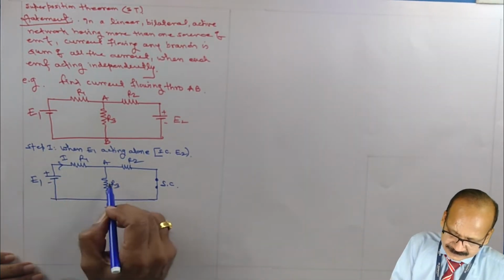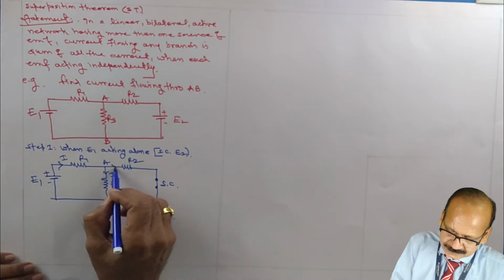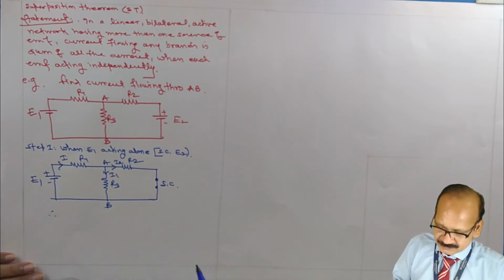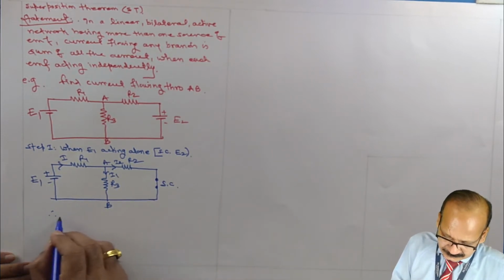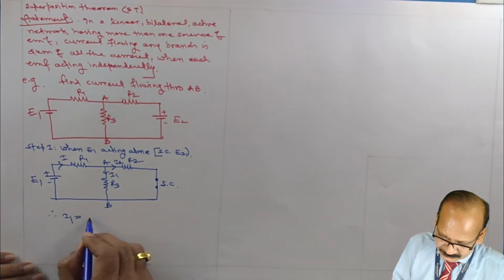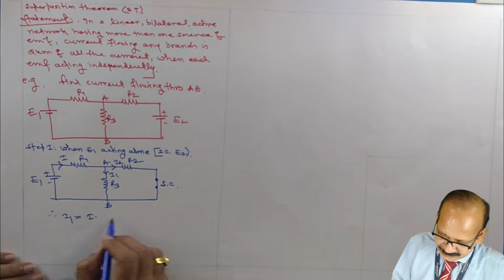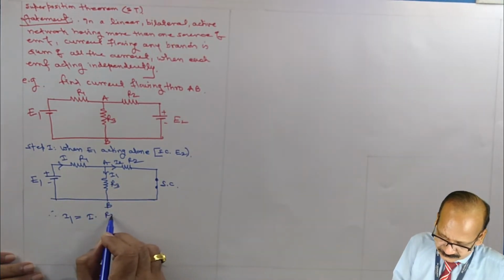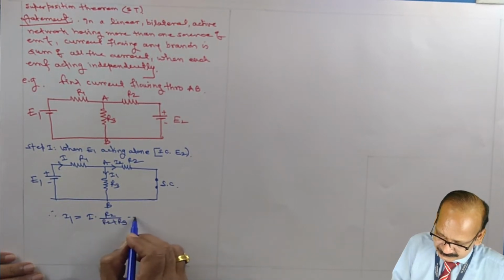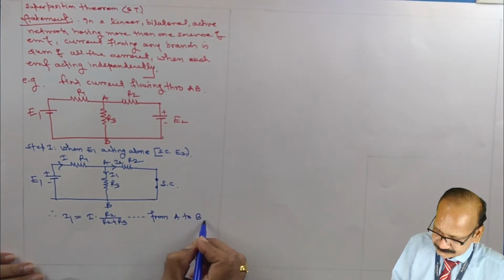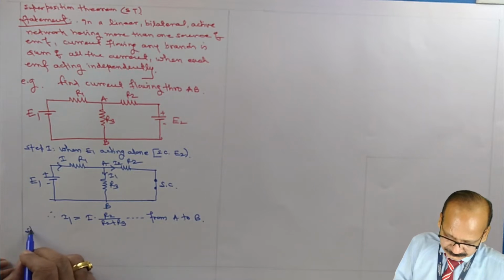Say the current is I, here it is I1, here it is I2. Therefore, as per the division of current, I1, that is the current flowing through AB, is equal to the total current multiplied by the resistance through which current is not required, that is R2, divided by R2 plus R3, from A to B.